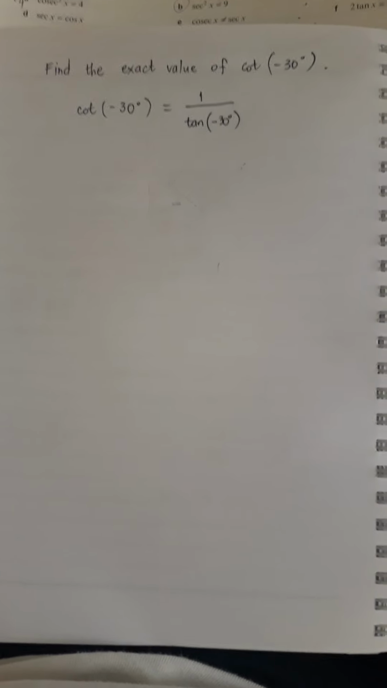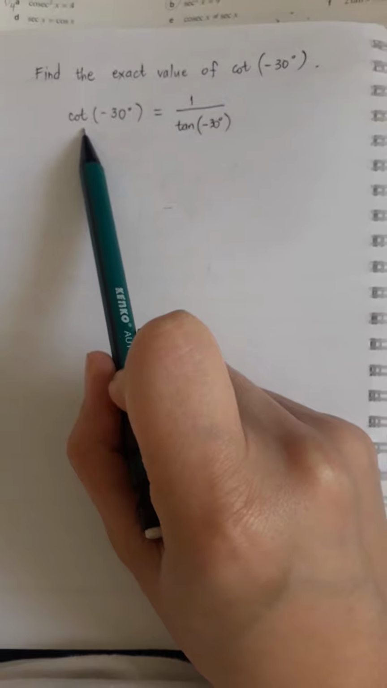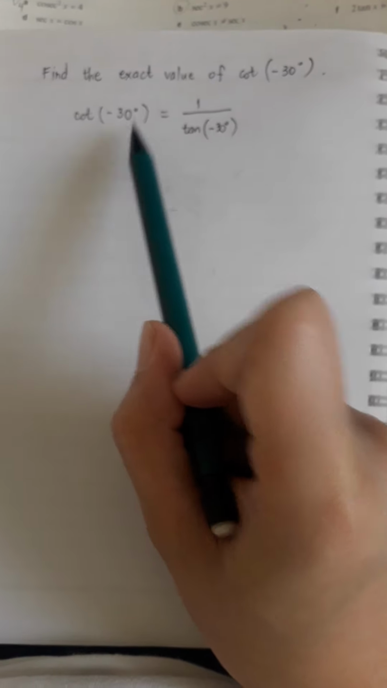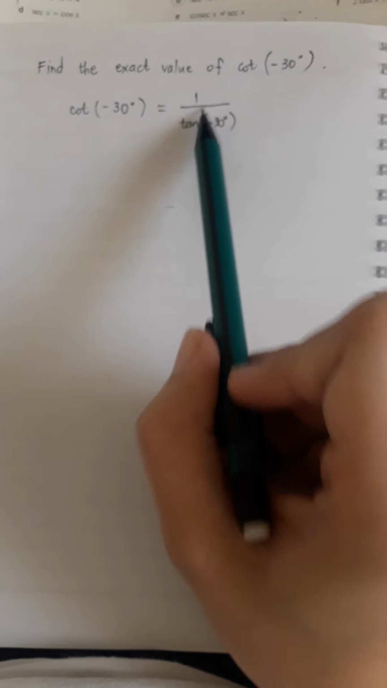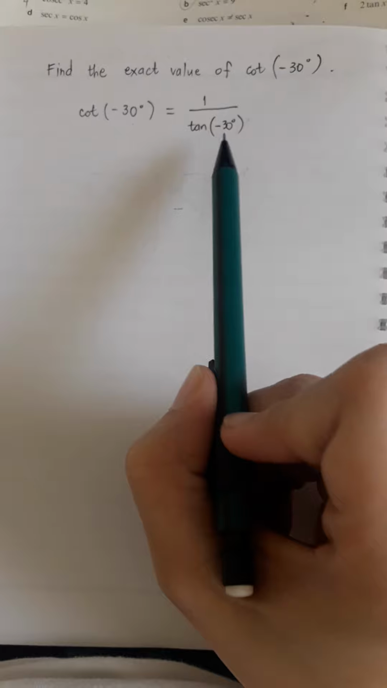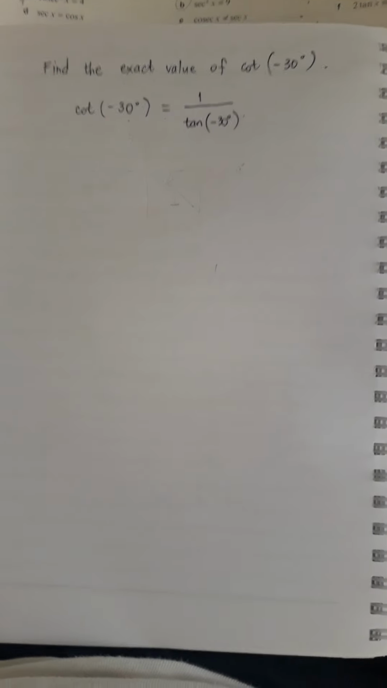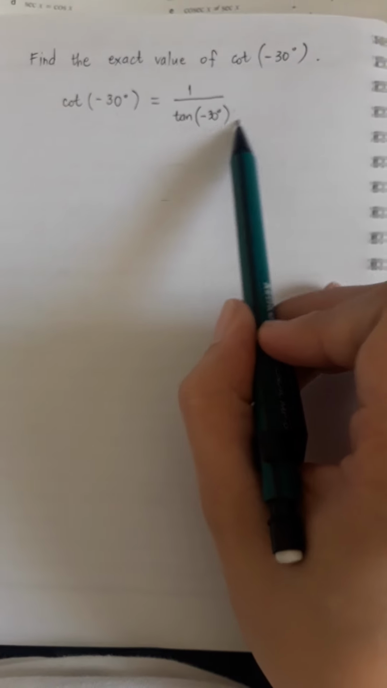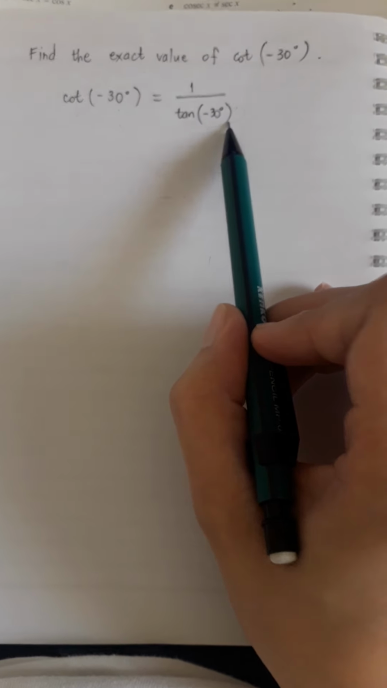So how do we do that? We know that cotangent is the reciprocal of tangent. That means cotangent of negative 30 degrees is equal to 1 over tangent of negative 30 degrees. To find this value, we need to find tangent of negative 30 degrees first. How do we find that?